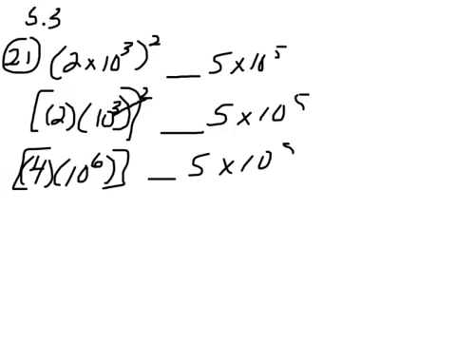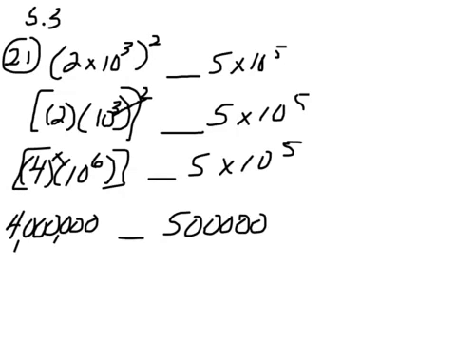Now, what is 4 times 10 to the 6th power? I can put the multiply symbol back in now. That would be a 4 with 1, 2, 3, 4, 5, 6 zeros after it. That's 4 million. Now this 5 times 10 to the 5 would be a 5 with 1, 2, 3, 4, 5 zeros after it. That's 500,000. So the answer would be greater than, wouldn't it? All right.